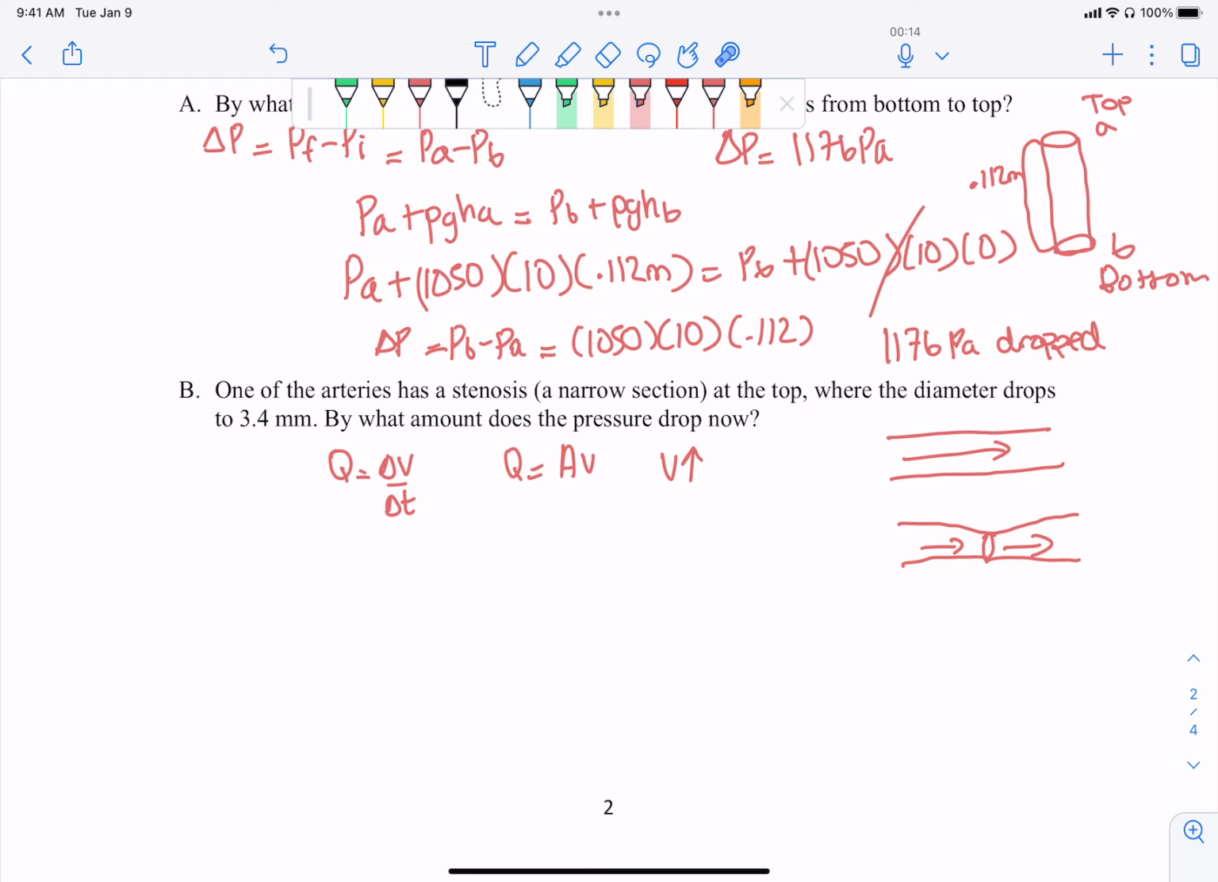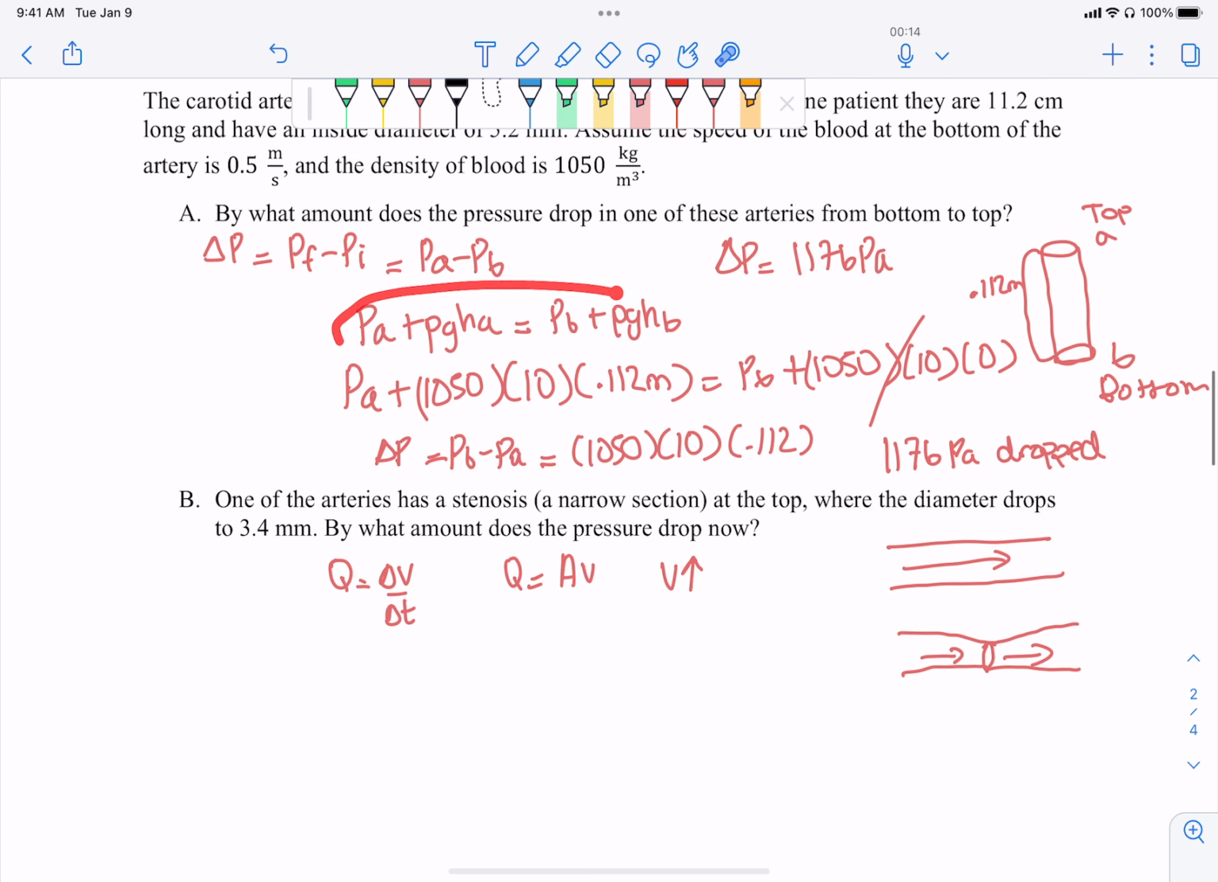So how can we figure out what goes on in that artery when we have that decreased area and increased velocity? This was also a conceptual thing that I hope you went over. But yes, there is a formula that's really similar to this one, but it now includes the velocity and all that.